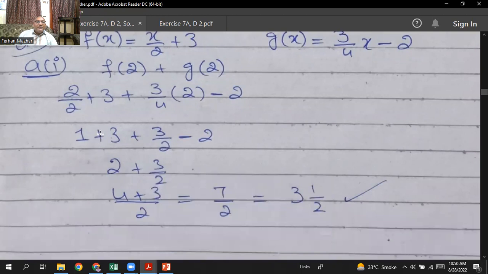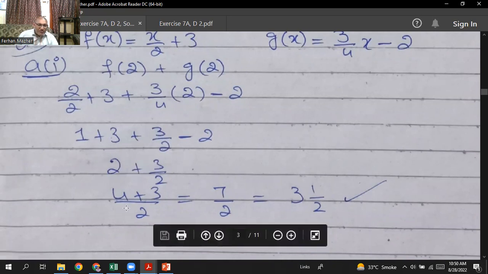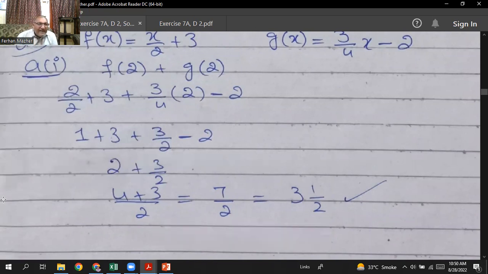So this will become 3 by 2. This is 4 minus 2, that is 2. So take the LCM, that's 2. So it will become 4 plus 3, so 7 by 2. So the final answer will be 3 whole 1 by 2. So simple mathematics, addition and subtraction of fractions. I hope you know that. So this is how you do it.